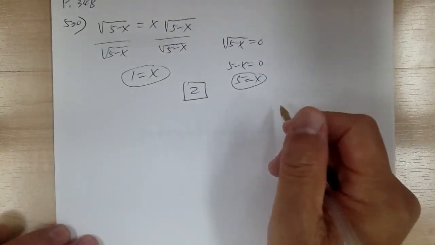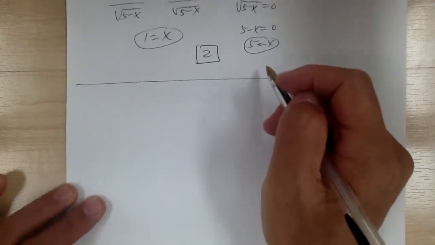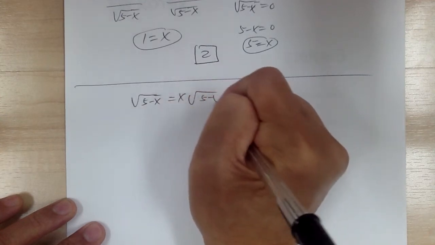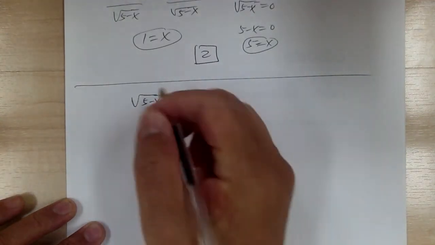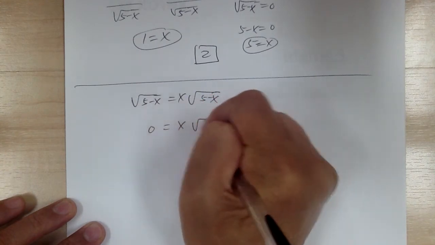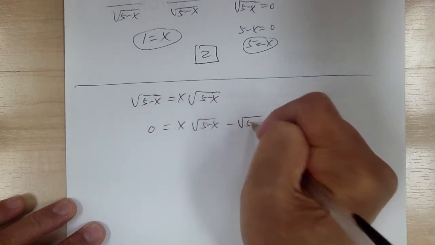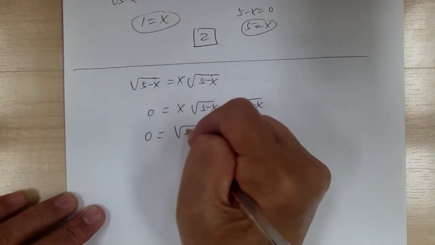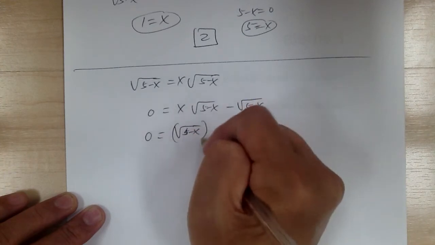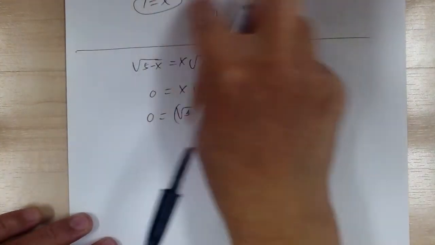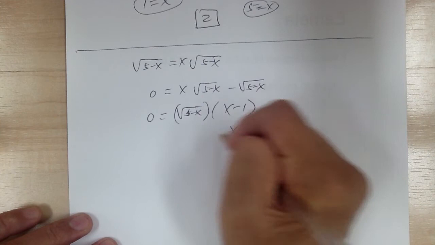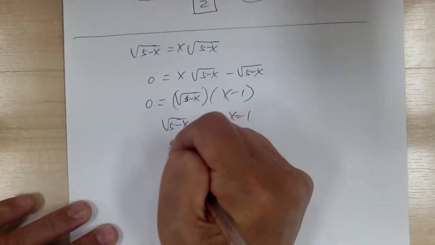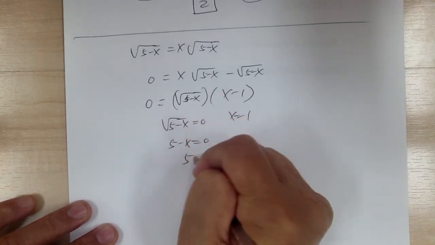Now again, another way to do this is by doing the factoring. So move this over, so 0 equal to x square root of 5 minus x minus the square root of 5 minus x. Then you can factor out the square root of 5 minus x, and you get x minus 1. So you're going to end up with the same thing, right? You're going to get x equal to 1, and from here you set the square root equal to 0. And you're going to get 5 minus x equal to 0, so 5 equal to x.